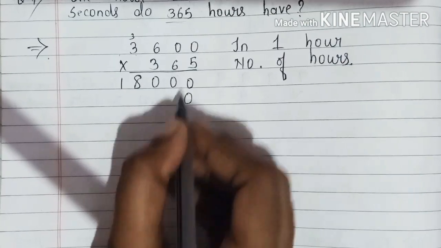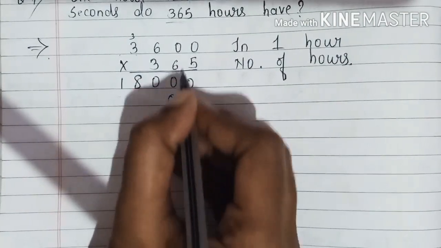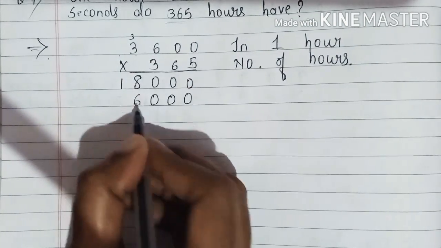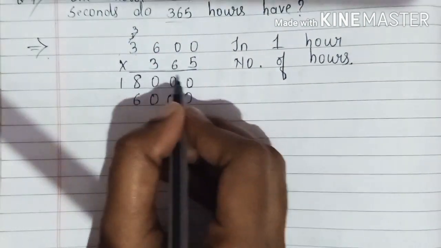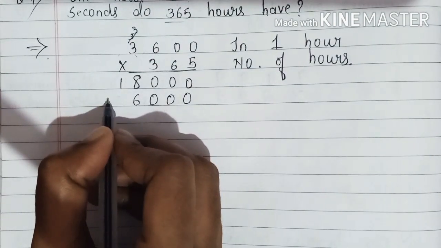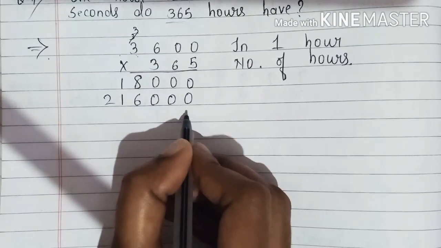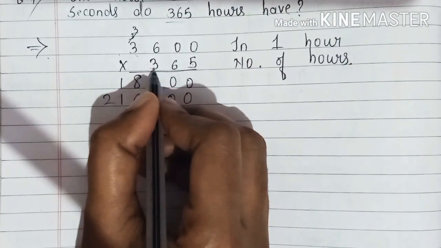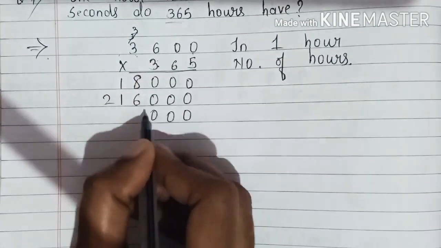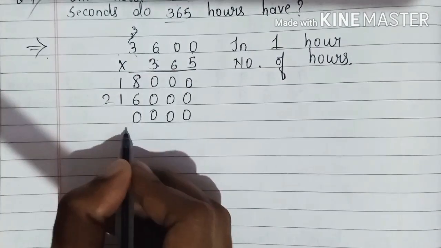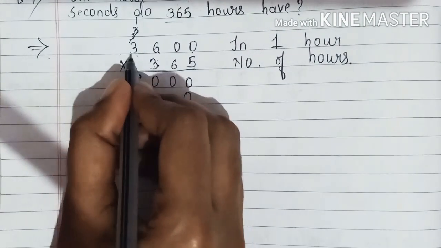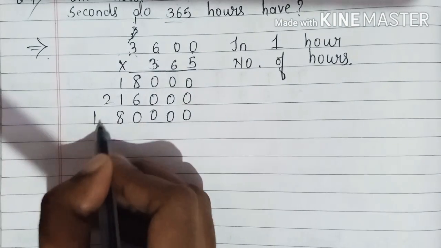Now take 0 in the unit place. 6 zeros are 0, 6 zeros are 0, 6 6s are 36, 6 will be here, again 3 will be carryover. 6 3s are 18, 18 plus 3 will be 21. Now take 0 in the unit and tens place. Now multiply by 3. 3 zeros are 0, 3 zeros are 0, 3 6s are 18, 8 will be here and 1 will be carryover. 3 3s are 9. 9 plus 1 will be 10.